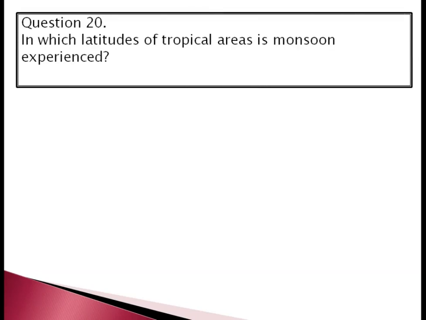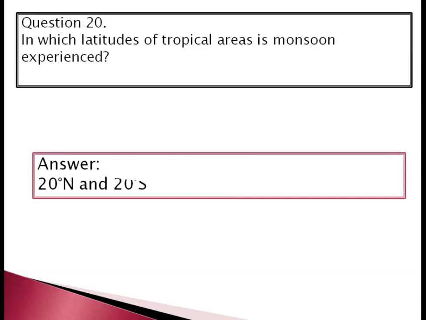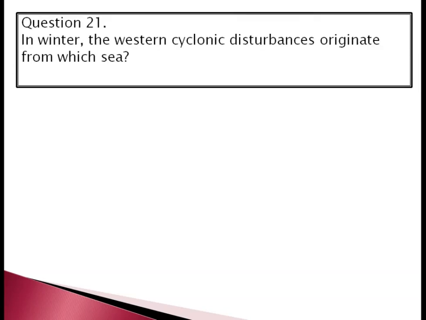In which latitudes of the tropical area is monsoon experienced? That's 20 degrees north and 20 degrees south. In winter, the western cyclonic disturbance originates from which sea? So the correct answer for this question is the Mediterranean Sea.